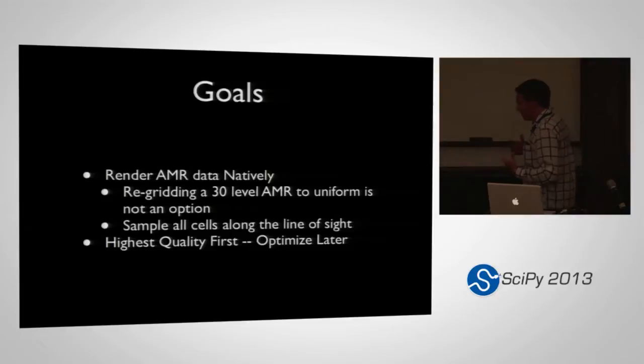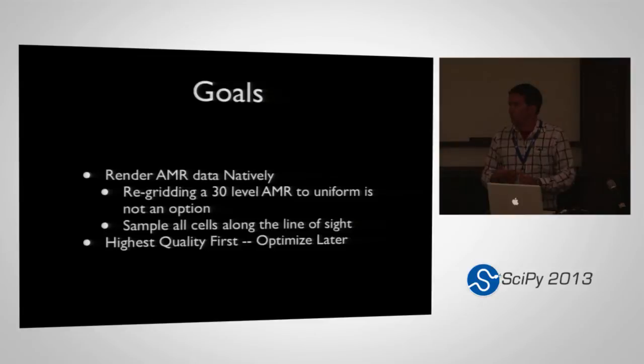So the goals behind volume rendering, and specifically the volume rendering framework that we implemented in YT, is that we want to render the AMR data hierarchy natively. This started out as being only an adaptive mesh refinement simulation. Because when you have, say, 30 levels of adaptive mesh refinement, you can't regrid that to a uniform grid because you'd take up the entire disk of a supercomputer. So regridding is not an option.